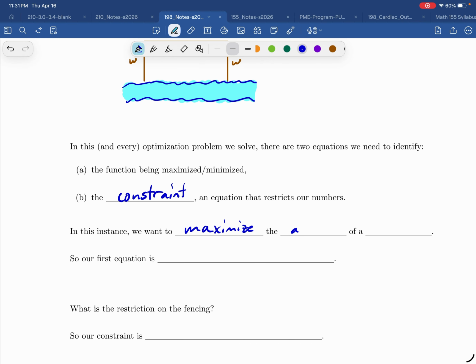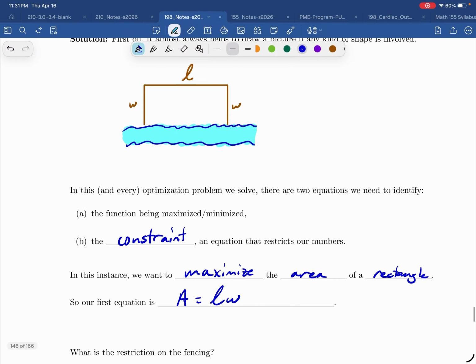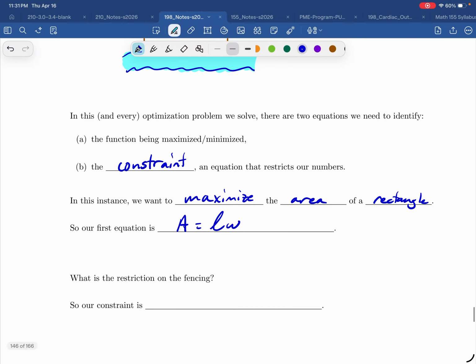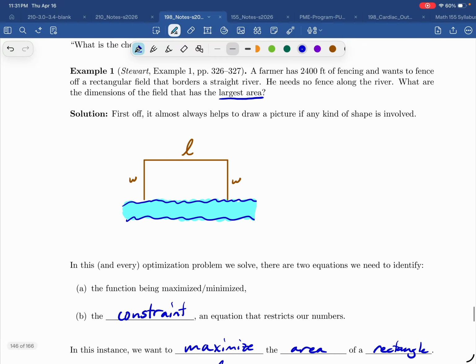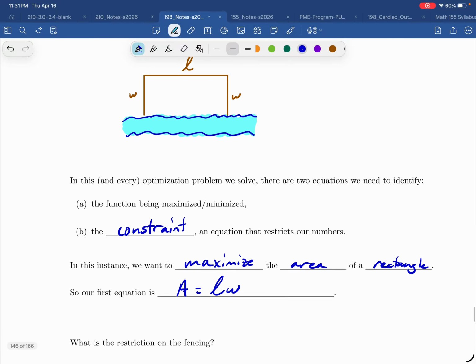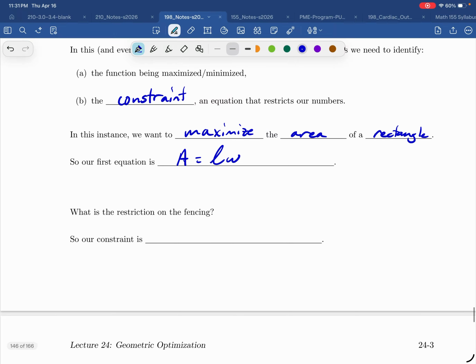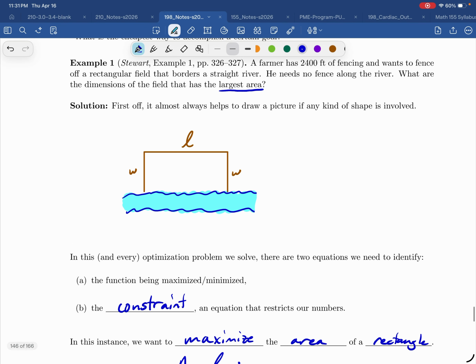So in this case, we want to maximize the area of a rectangle. So our first equation is going to be A equals length times width, right? No surprises there. Just look at the picture, right? Now, what's the restriction on the fencing? Well, they say that we have 2,400 feet of fencing and we have 3 sides. So if we add the 3 sides together, we get L plus 2W equals 2,400. See how we get that? That is the constraint on our fence.